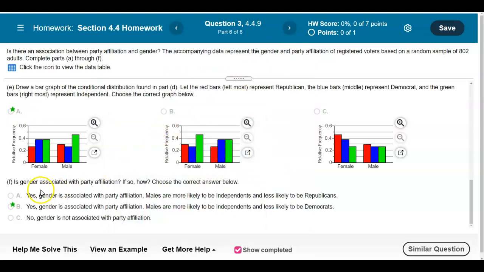Okay, now it says, is gender associated with party affiliation, and if so, how? And then choose the correct answer below. We would say yes, because gender is associated with party affiliation. Males are more likely to be independents and less likely to be Democrats in this bar graph.